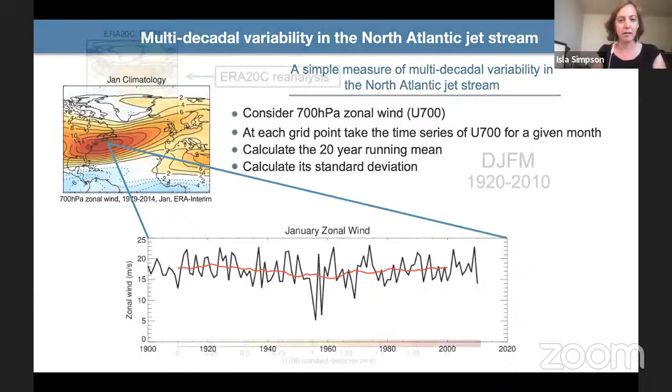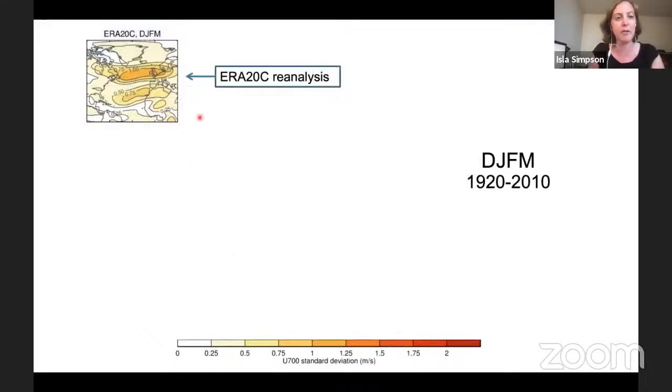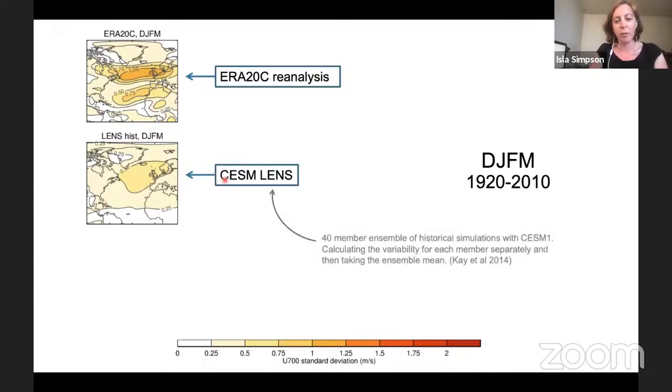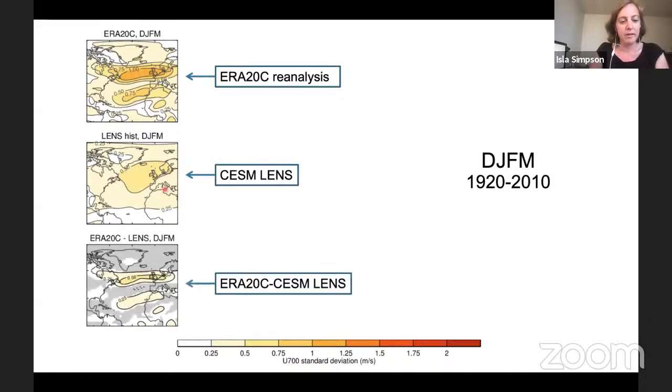So that just gives a measure at each grid point of the variability in the zonal wind on kind of 20-year timescales. And this is what that metric looks like for ERA 20C reanalysis, which is going to be our observational product. And I will argue in a minute that we can't trust this. And this is for the wintertime average from December to March. And then this is what it looks like in the CESM1 large ensemble. So this is a 40-member ensemble of coupled historical simulations. And then this is the difference between them.